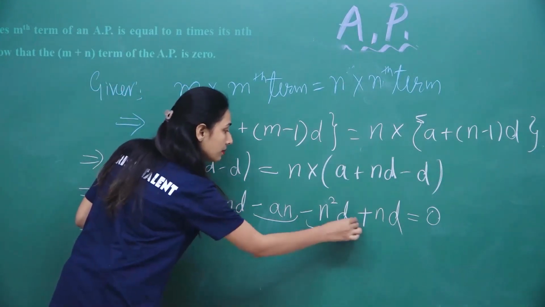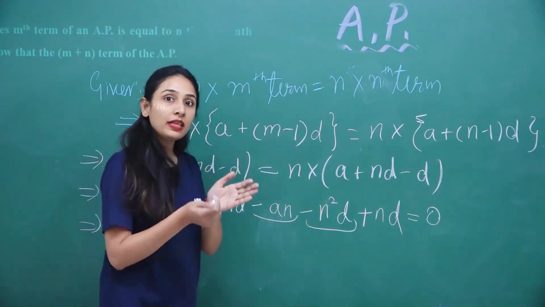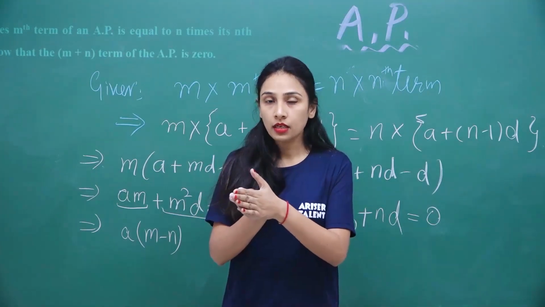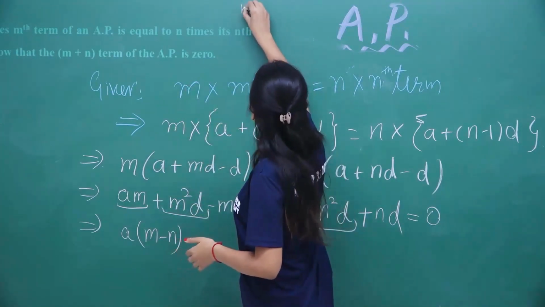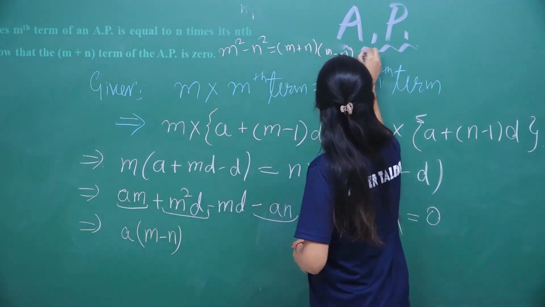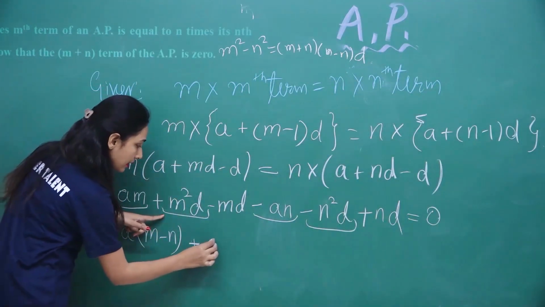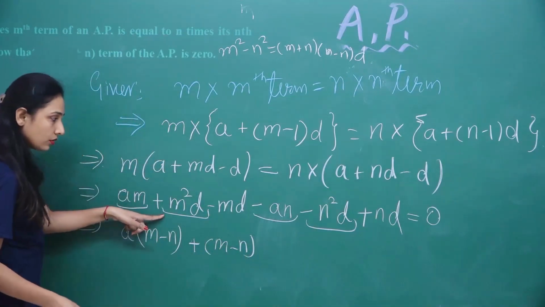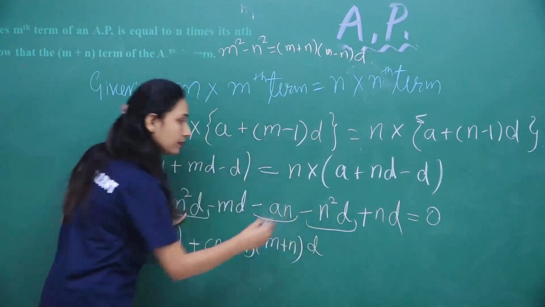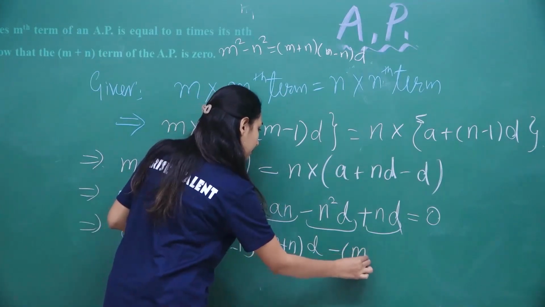Similarly, if we take these two terms, m square d minus n square d, if you take d common, you will be remaining with d multiplied by (m square minus n square). m square minus n square is what? m plus n times m minus n. So m square minus n square equals (m plus n)(m minus n), and d. So I am taking common this m minus n, so here it will be plus (m plus n) multiplied by d.